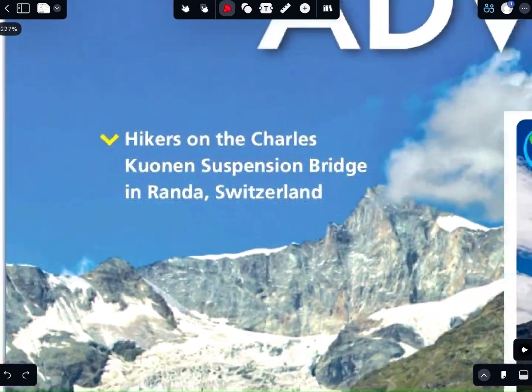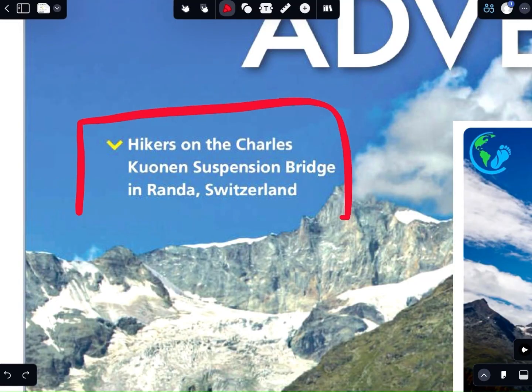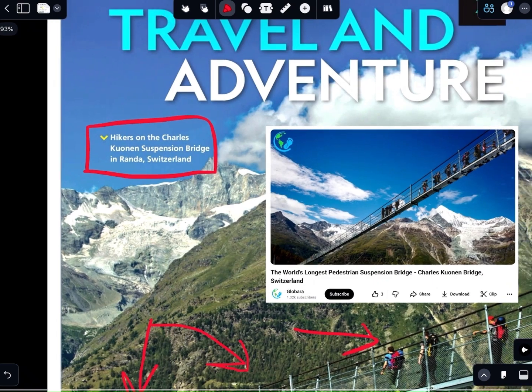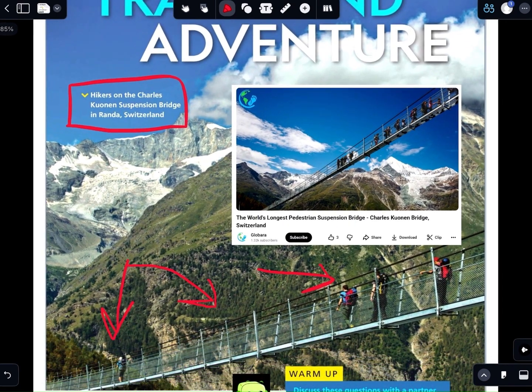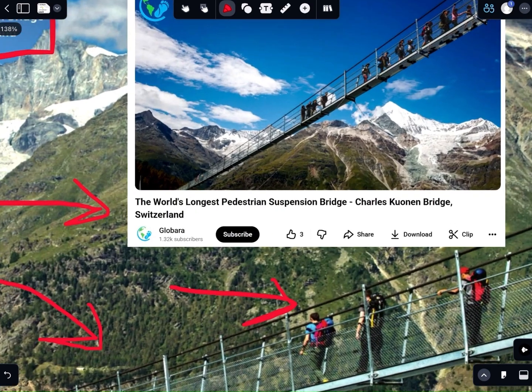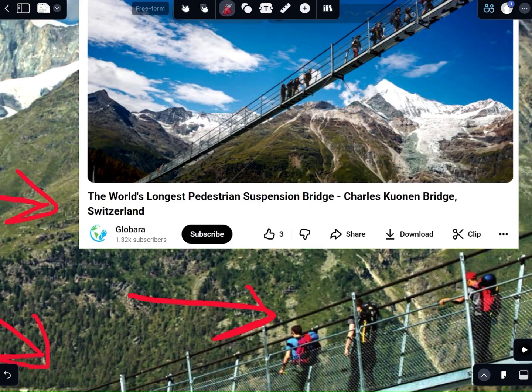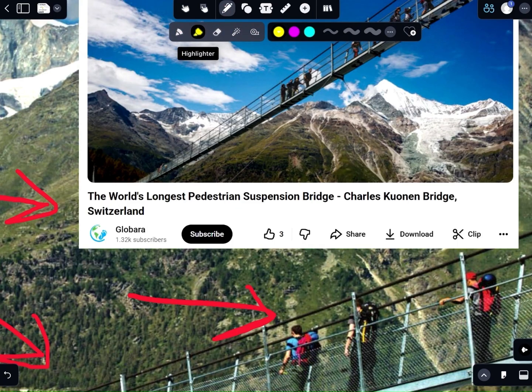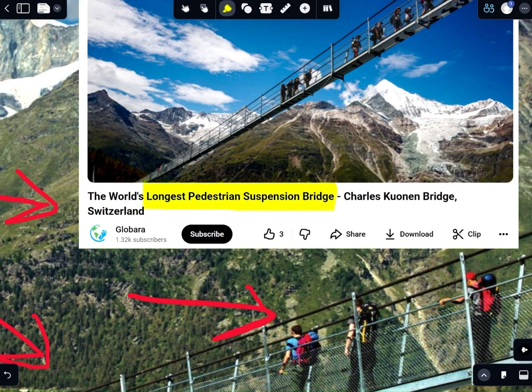I'll read the caption here. Hikers on the Charles Kuonen Suspension Bridge in Randa, Switzerland. So this is all about a big bridge in Switzerland, and I put a screenshot of a video you can watch on YouTube if you like. It's about the world's longest pedestrian suspension bridge.